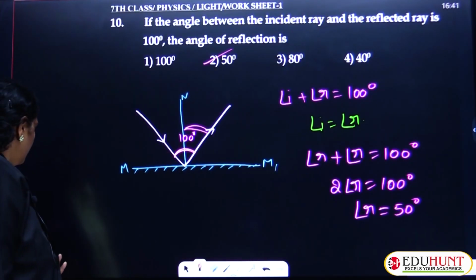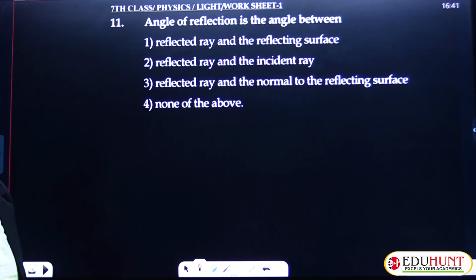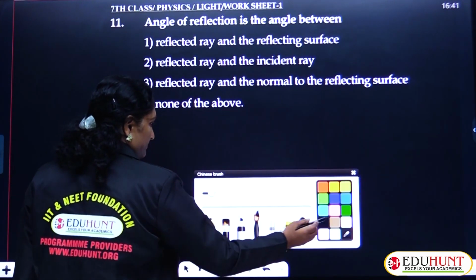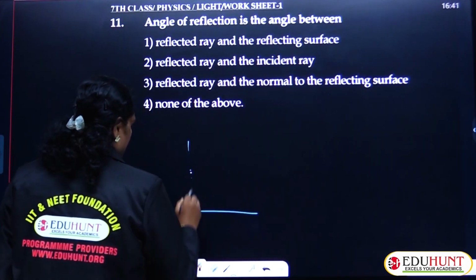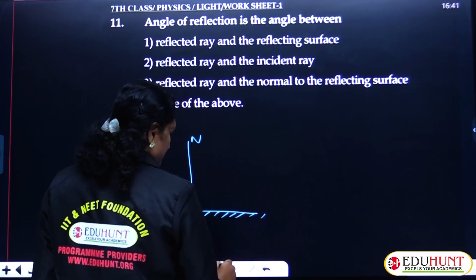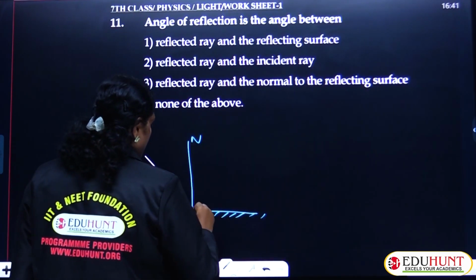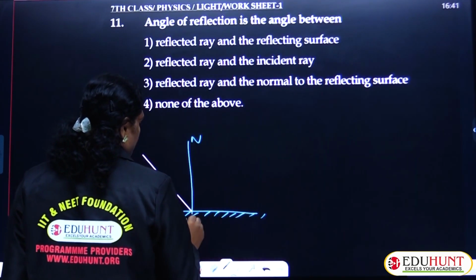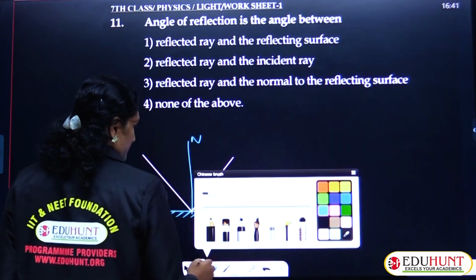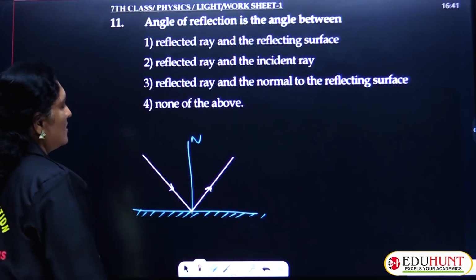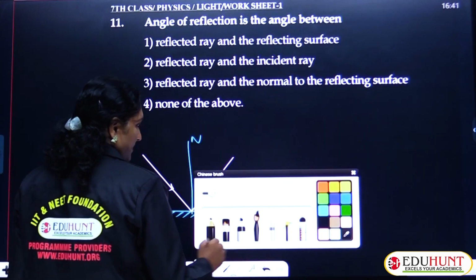Okay, moving to the next question, question number 11. Angle of reflection is the angle between. So what is angle of reflection? This is your incident ray. This is your reflected ray. So what is given? The angle of reflection. This is your angle of reflection.